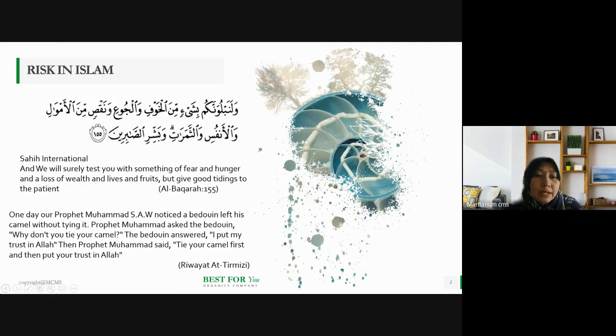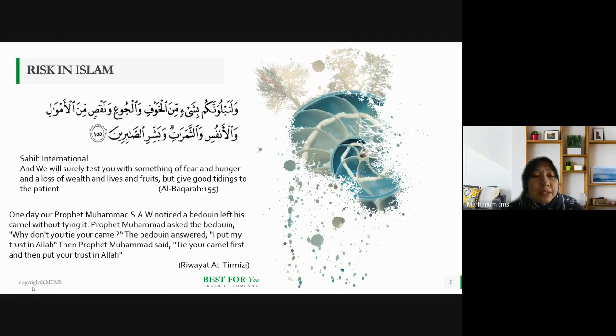So in the hadith, this is a hadith from Tirmizi. The Prophet Muhammad SAW noticed a Badawin just left his camel without tying it. And then Prophet Muhammad asked the Badawin, "Why don't you tie your camel first? And then after that you can pray to Allah." The Badawin answered, "I put my trust in Allah. I have Allah. Allah will take care of my camel."